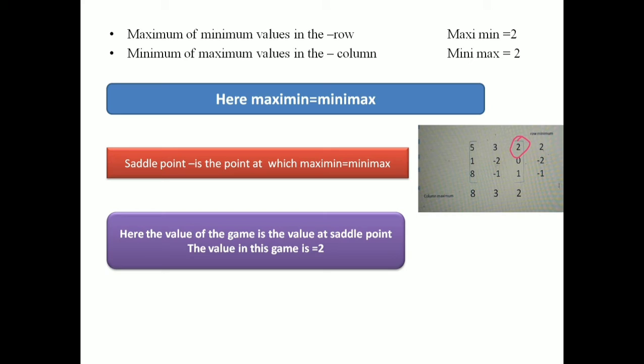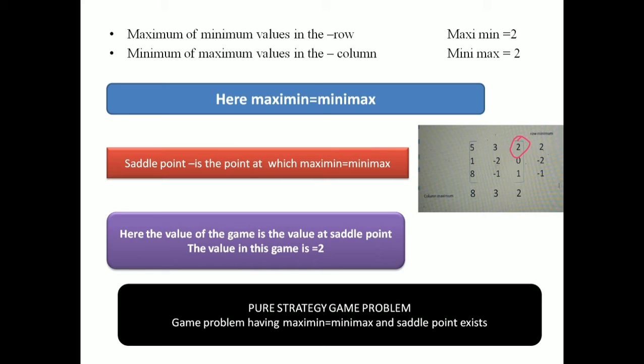So, that is the saddle point where the maximin and minimax intersect. That value, that rounded value, which is 2, is called the value of this particular game. So, in a problem like this, there will be a maximin and a minimax. Maximin is equal to minimax. Such a problem is called a pure strategy game problem.